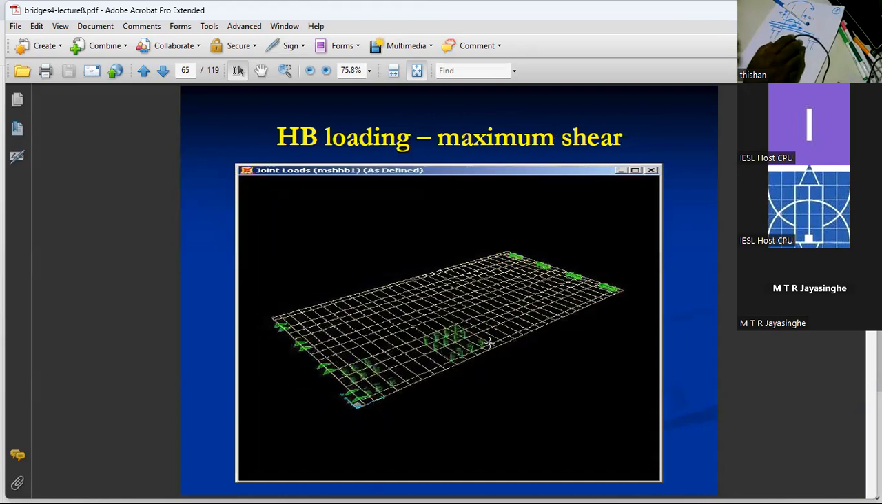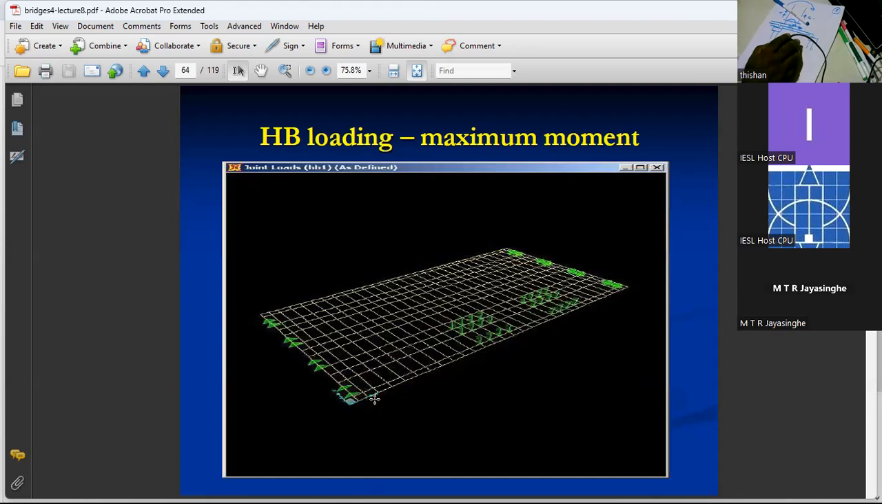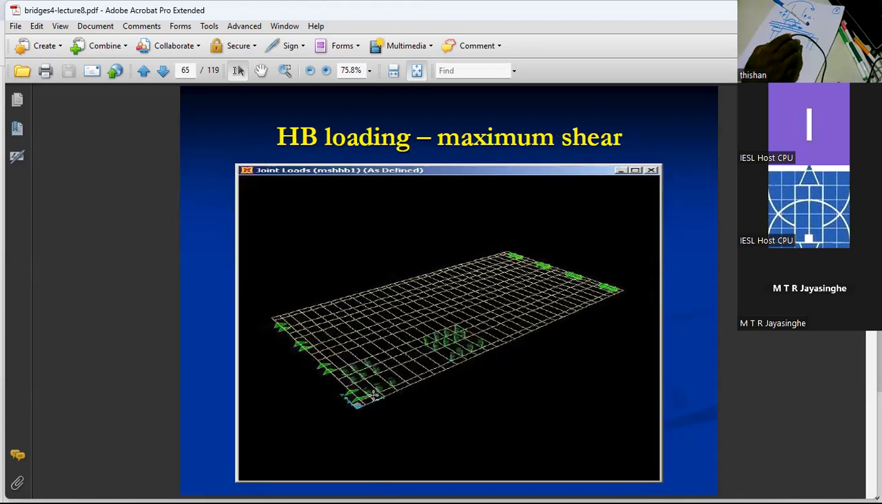And here again you can see the kind of HB vehicle. But here you can see the HB vehicle has come pretty close to the support. Now here we like to see the maximum shear effect on the deck, whereas here we like to see the maximum bending. To get the maximum bending effect, we keep the extremely heavy vehicle close to the center. And to get the maximum shear effect, we place the extremely heavy vehicle pretty close to the support.